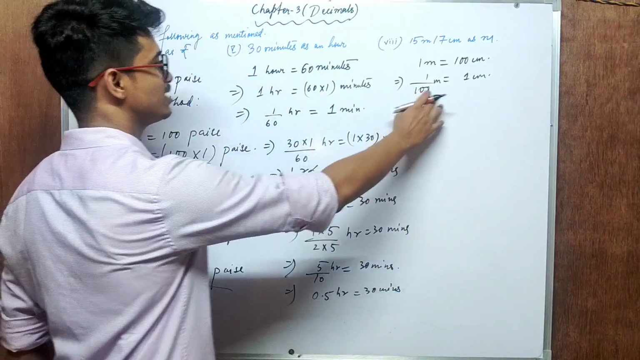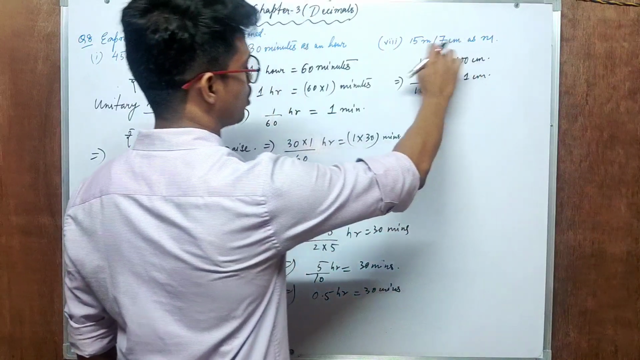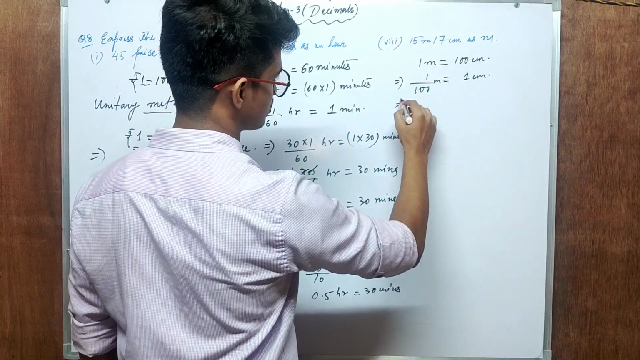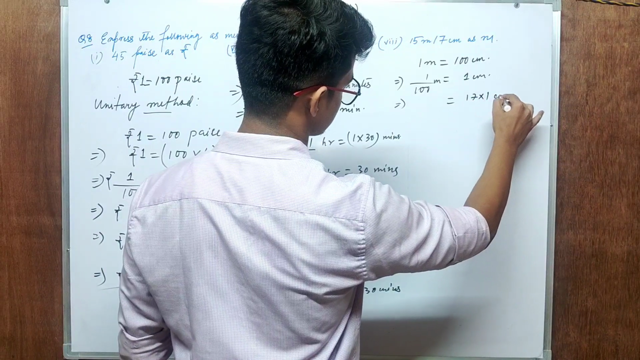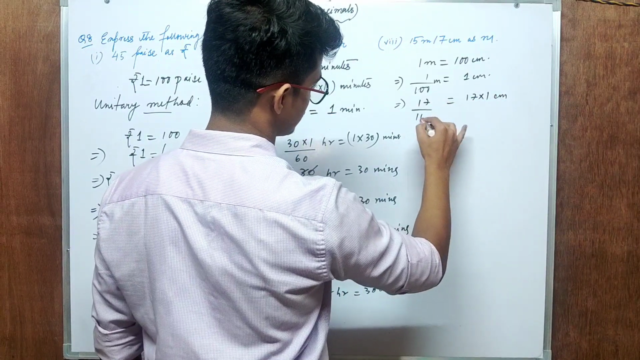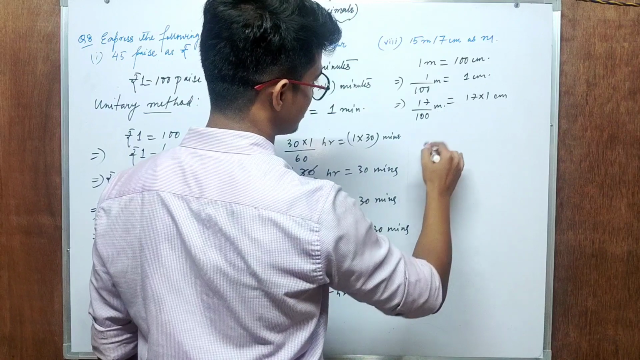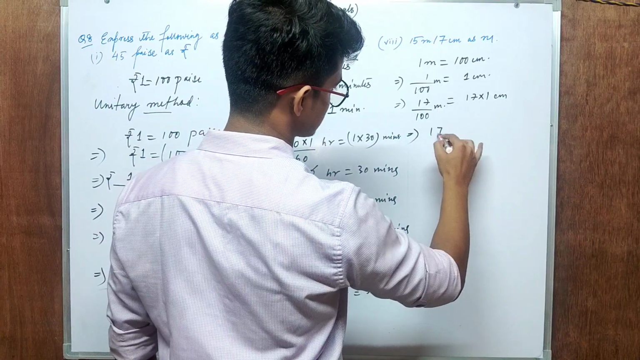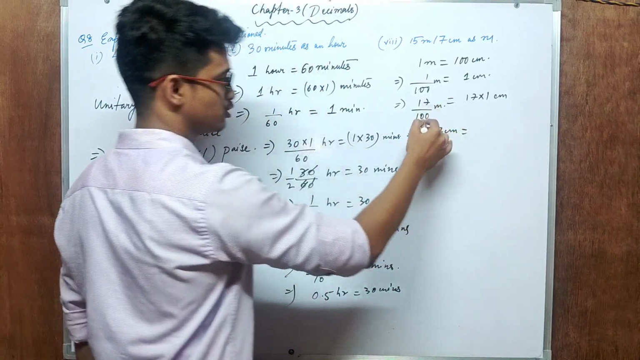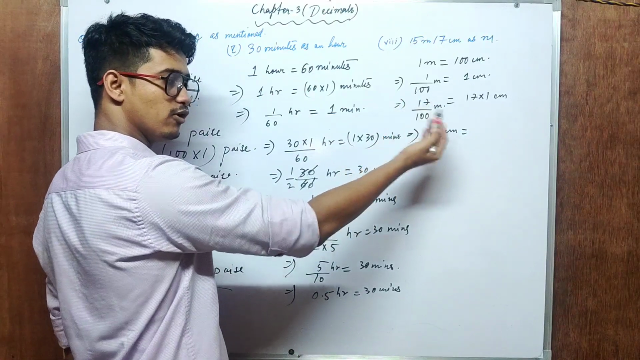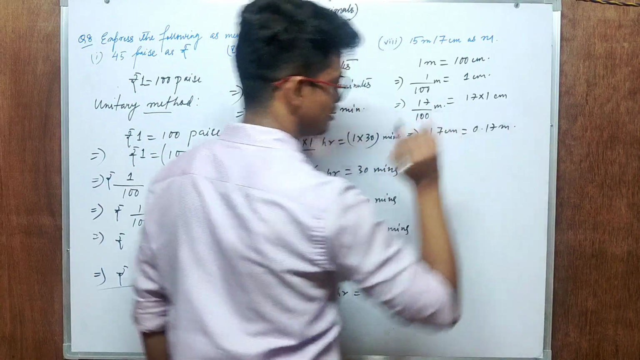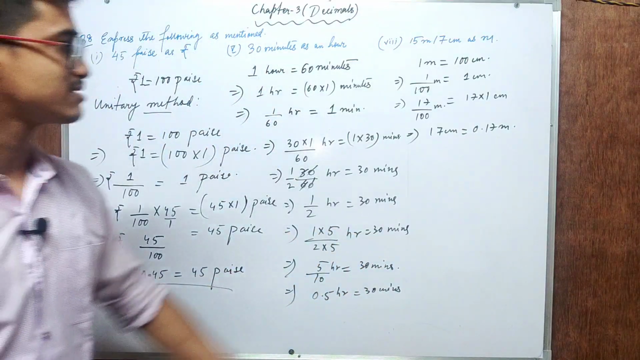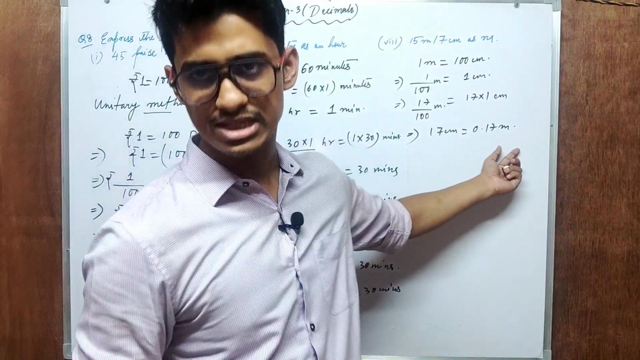So now 1 by 100 meter equal to 1 centimeter. What is the requirement? 17 centimeter. So 17 centimeter, we know that, multiply 17 into 1 centimeter, 17 by 100 meter, right? So what will be the net result? 17 centimeter is nothing but 2 zeros before 2 numbers, so the answer will be 0.17 meter, right? 0.17 meter. I just converted 17 centimeter into 0.17 meter.